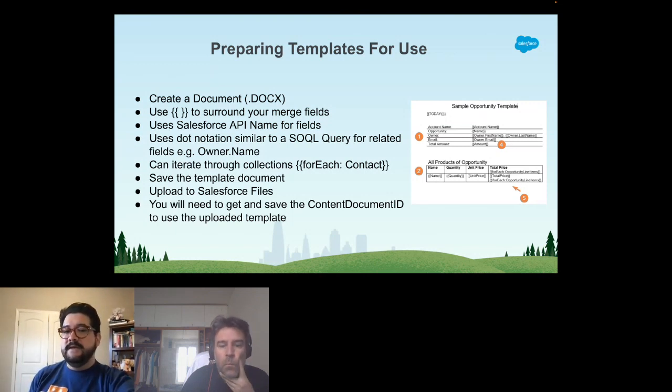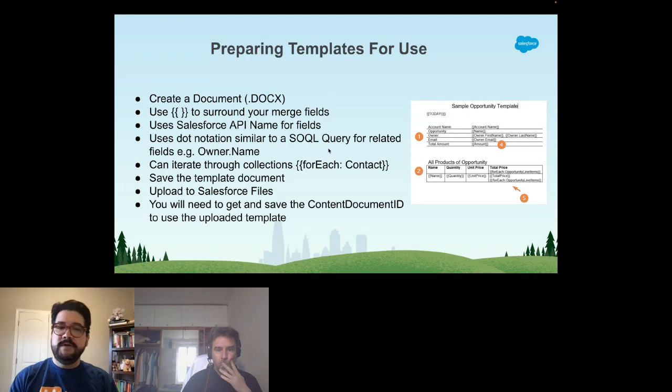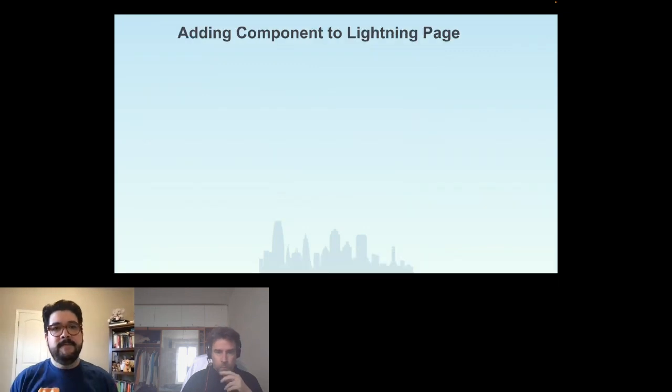There are constructs like looping, like here for each, which will allow you to iterate over collections, which comes in handy, for instance, to show the list of related records for an object, like all the opportunity line items for an opportunity. You can drag and drop templates directly in the Mambo Merge component, and I'll show you this, or you can use it by taking the content document ID. We'll see that a little later.